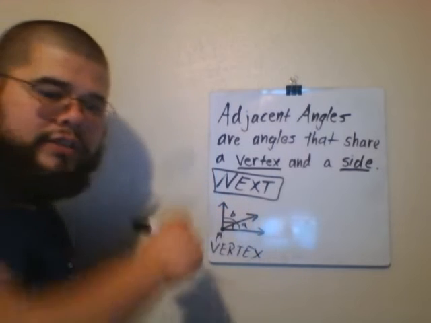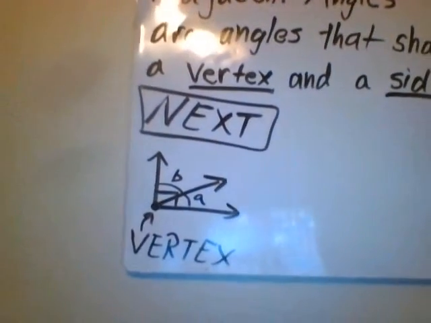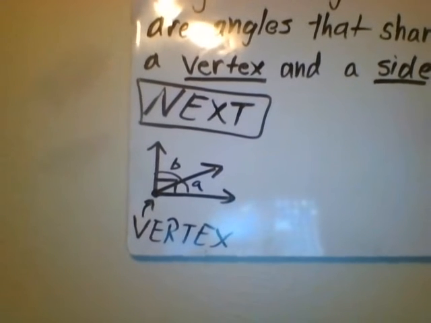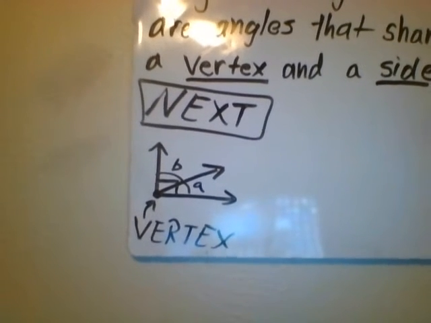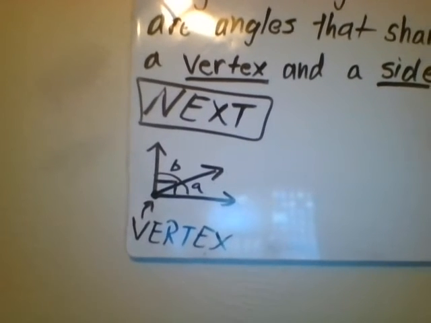Okay, and notice, let me zoom in a little bit while we're talking about this. Angle A and angle B, they're right next to each other. Okay, they share a vertex, that's what I do right there, and they have a common side as well. It's that line that's in the middle. They have a common side and a common vertex, and they are right next to each other. That's why they're called adjacent angles.